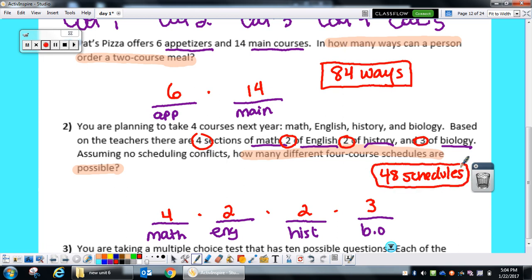It might be a good idea to start highlighting what the actual question is asking, so then you know what your label is going to be.